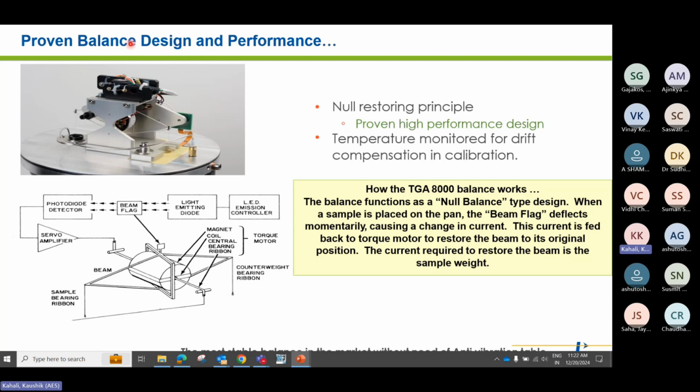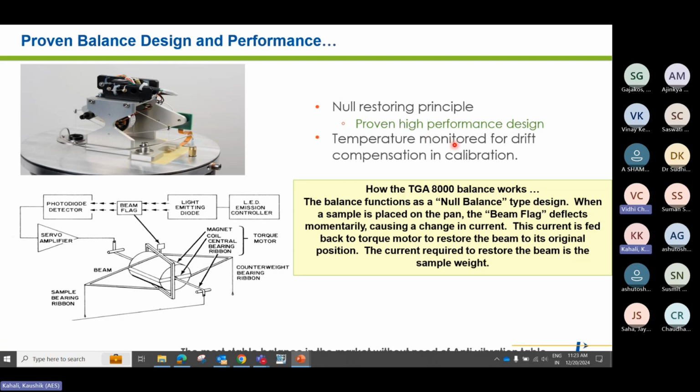So here we are basically using a null restoring principle balance, a proven high performance design. This is basically a hanging balance where there is an electronic signal which works as a null position balance. If there is any change in the weight, that will send a signal to the balance to bring it to the null position, and whatever the change is, that is proportional to the weight change. That is the principle of any null restoring principle balance. And this is a hang down balance for which the sensitivity is very, very high, that is 0.1 microgram, the balance sensitivity in this TG8000 model.